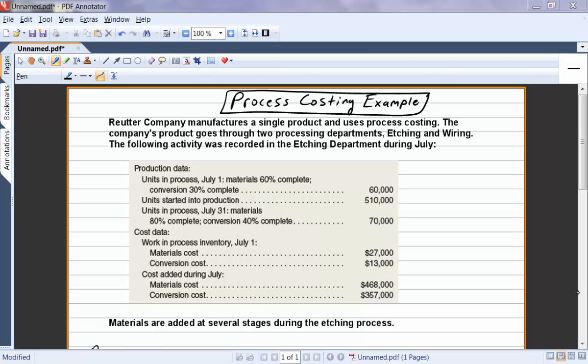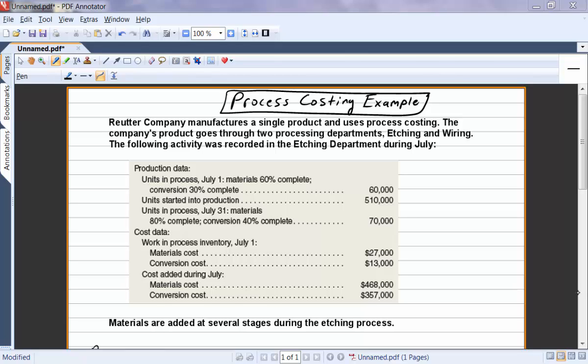But companies which mass produce one product, and they just produce it a bunch, and then they sell it to some distributor, and the distributor sells it to the wholesaler, and then the wholesaler sells it to you. These types of companies, say for example a cereal manufacturer, or a Coca-Cola bottling company, they just mass produce Coke. Process costing becomes the method of choice for them in determining their work in process costs.